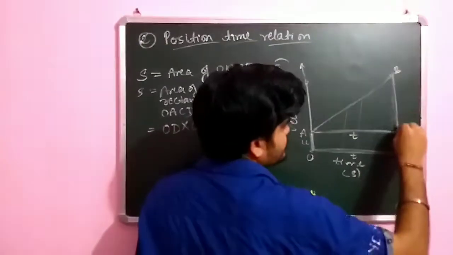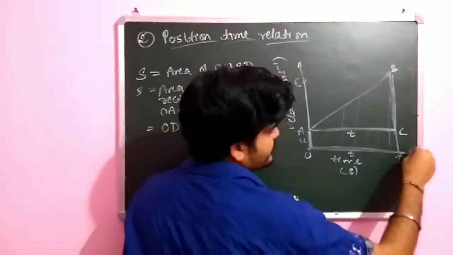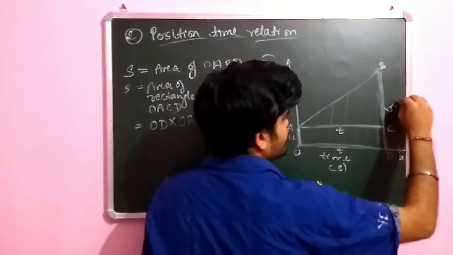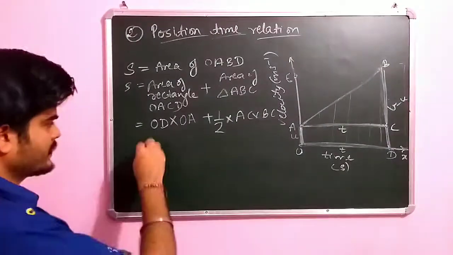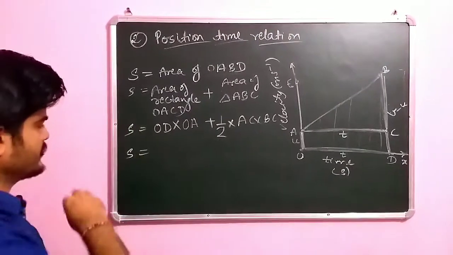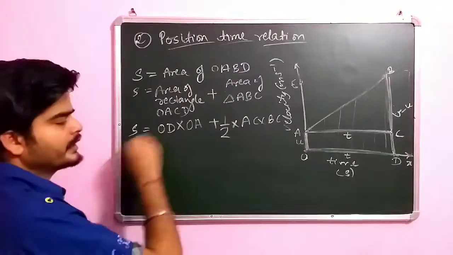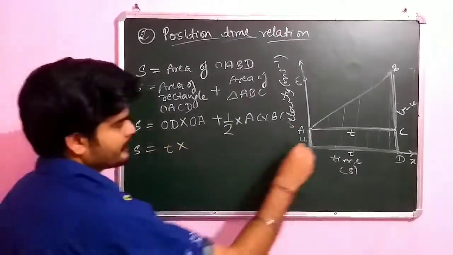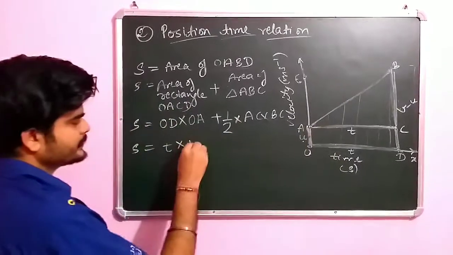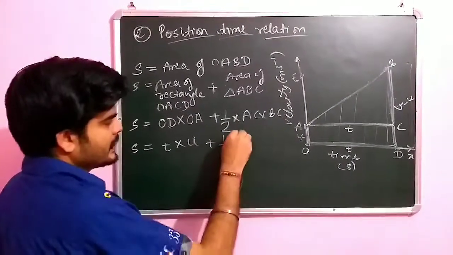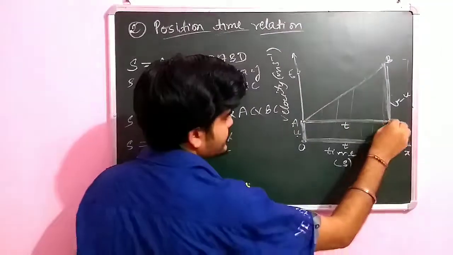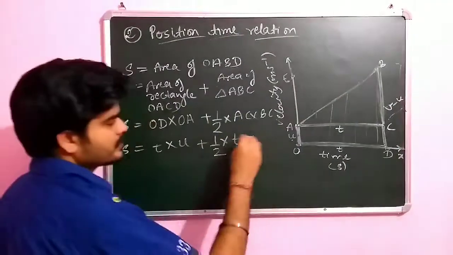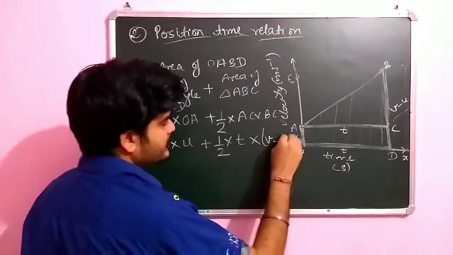Now BD was V and this was U, so BC came as V minus U. You can check your notebooks also. OD into OA: OD value is t, multiplied by OA value U, plus half into AC. AC is again t and BC representing change in velocity is V minus U.